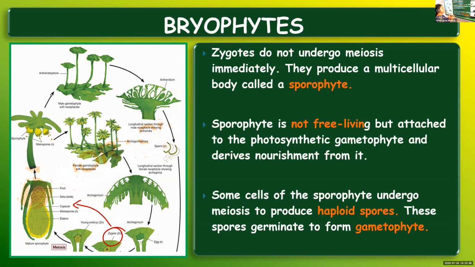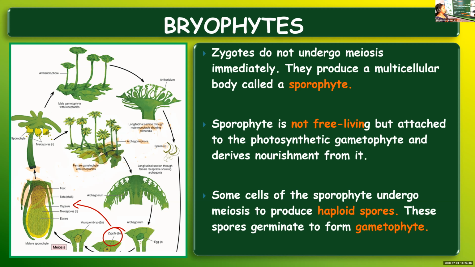Now, once the sporophyte is formed, as I told you, the zygote is not immediately undergoing meiotic division to form spores. Instead, the zygote will develop into a sporophyte, and it is in the sporophyte that certain cells will undergo reduction division or meiotic division, forming spores. And these spores are haploid because the sporophyte is diploid. If a diploid cell undergoes meiotic division or reduction division, it becomes haploid. So spores are haploid, the sporophyte is diploid. So the diploid sporophyte undergoes meiotic division and forms haploid spores. And what will these spores do? They will germinate and form the gametophyte.